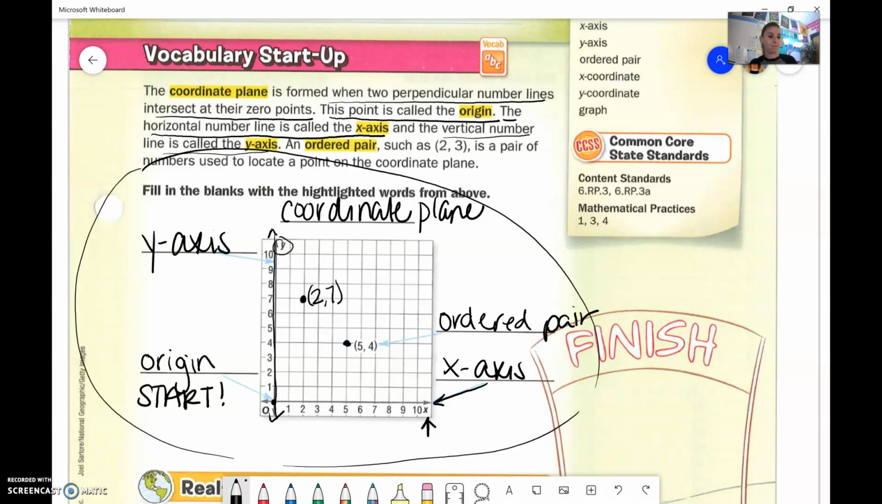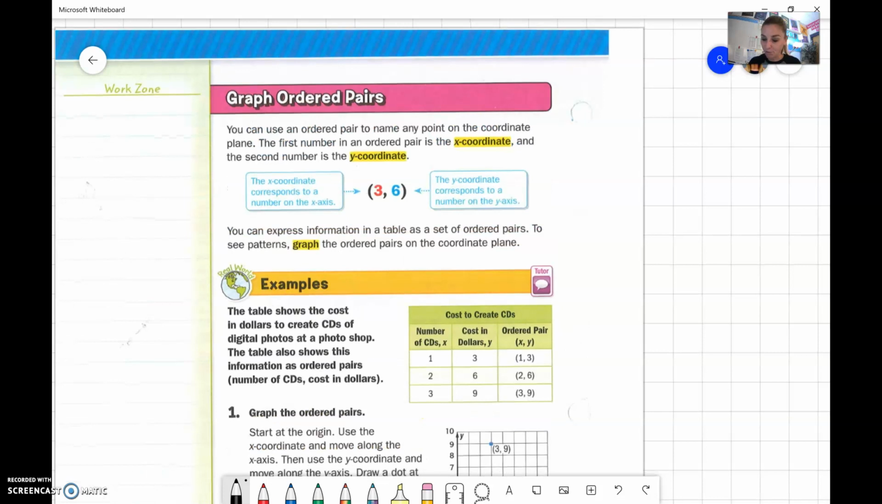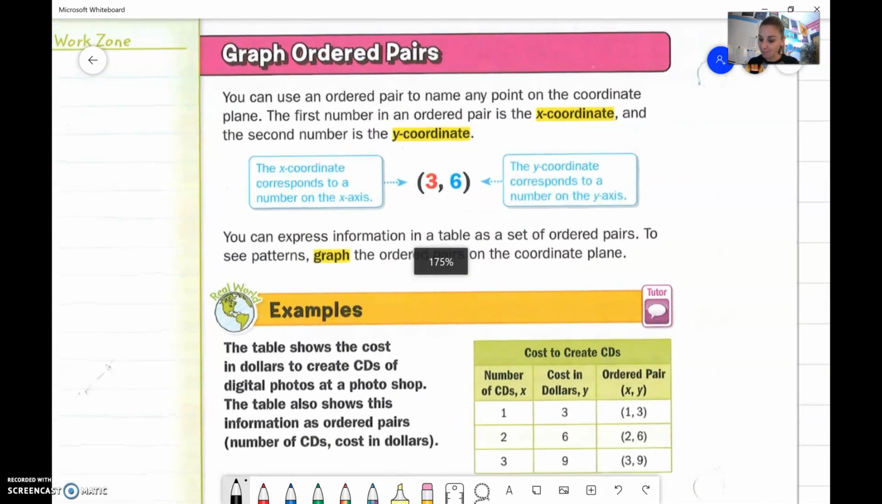All right, let's take a look at the next page, which I just have to slide over. I should have probably done this better. You can use ordered pairs to name any point on the coordinate plane. The first number in the ordered pair is the x-coordinate. The y is the second number. Think about the alphabet: if you're going to sing your ABCs, x comes before y, always.